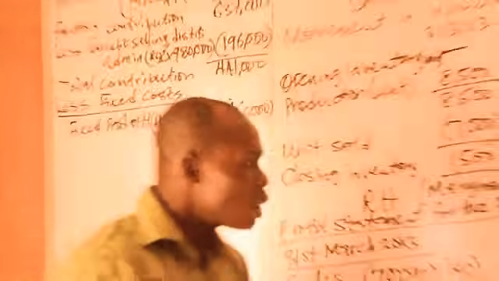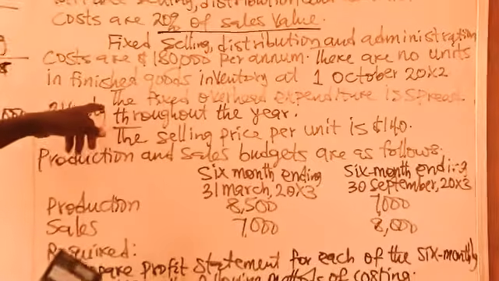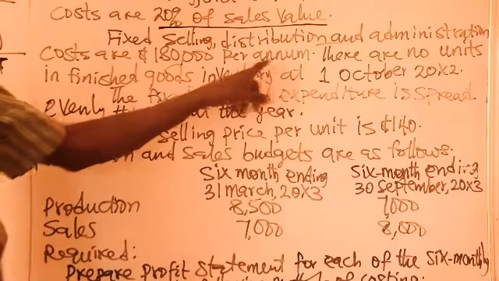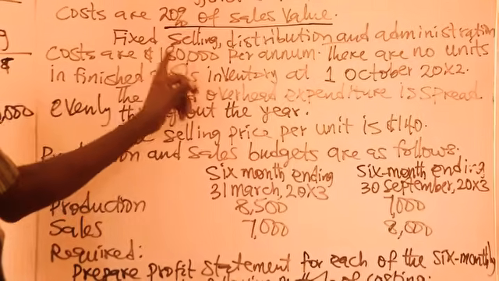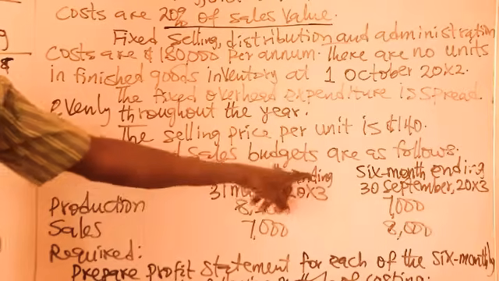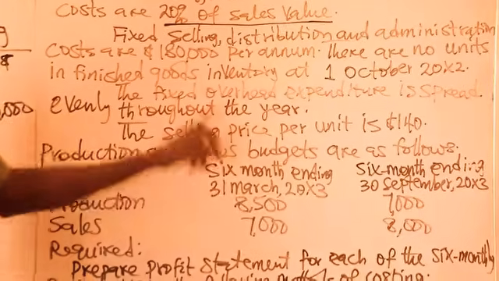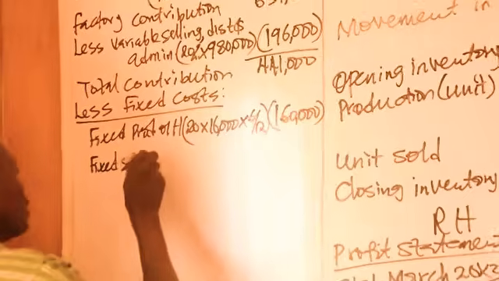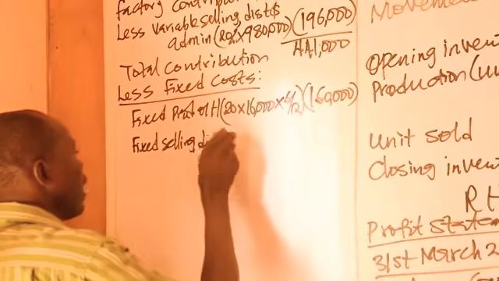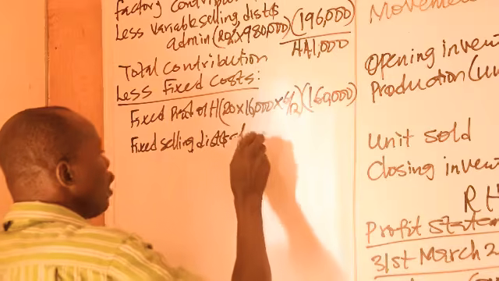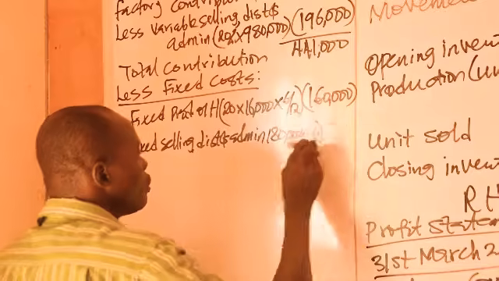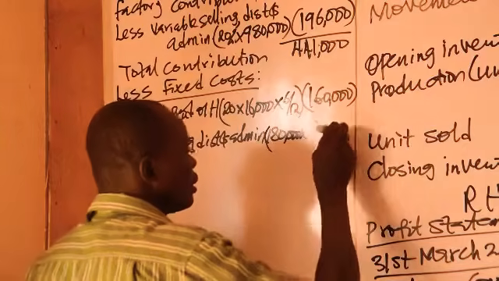You also check if you have other fixed costs. Fixed selling, distribution, and administration costs are 180,000 per annum. So this 180,000 is also for a year. As you are preparing your profit statement for 6 months, you need to calculate that for the 6 months. So fixed selling, distribution, and administration of 180,000 per annum for 6 months now will be 90,000.